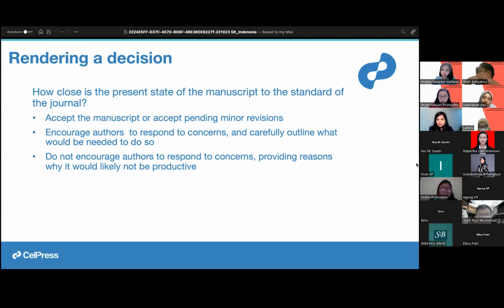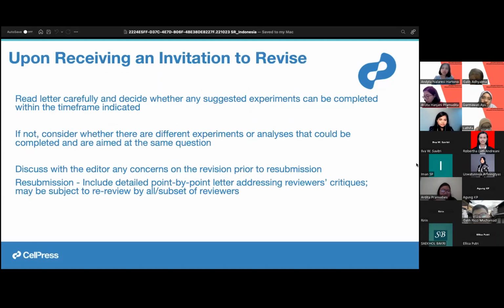In some cases, when we think the amount of work that it's going to take to get the paper to publication is just way too much, we will probably tell authors, this doesn't seem like a reasonable amount of work. You should probably move on with this paper and go elsewhere. So if, for example, reviewers are asking you to implement a whole new animal model, that's going to be a ton of work and probably not something you want to do. So in that case, we'll tell you that it probably doesn't make sense.